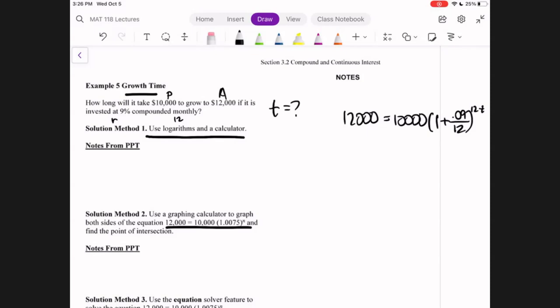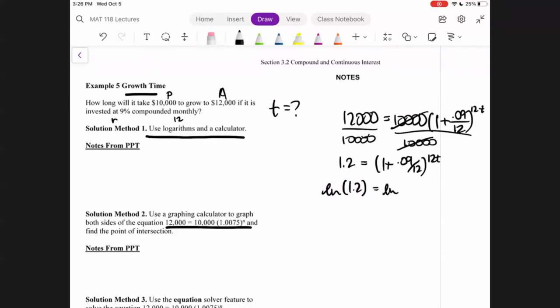So I'm going to divide by this 10,000 over. This cancels out. So I get 1.2 equals (1 plus 0.09 over 12) raised to the 12t. Now this is the difficult part. So the trick you have to do here is we need to get that t out of the power, which means you take the natural log of both sides. So natural log of 1.2 equals natural log of what I have here.